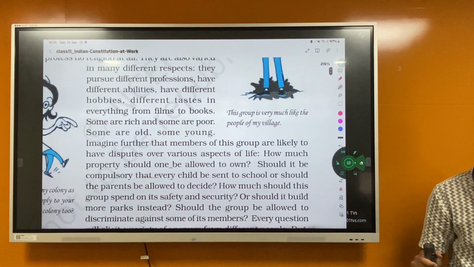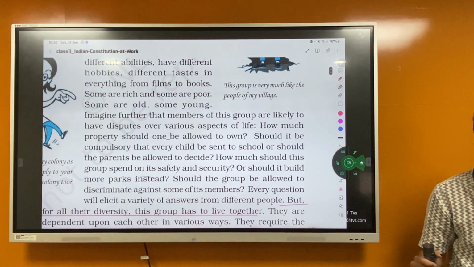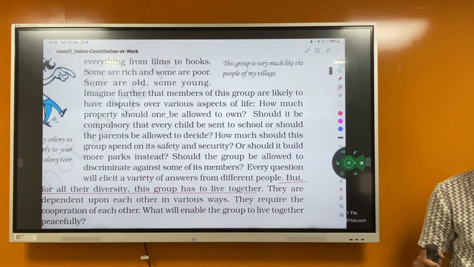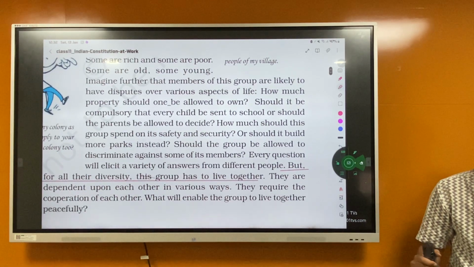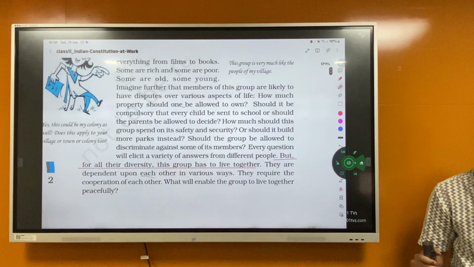Imagine further that members of the group are likely to have disputes over various aspects of life. How much poverty should one be allowed to work? Should it be compulsory that every child is sent to school, or should the parents be allowed to decide? How much should this group spend on safety and security, or should it be more on something else? Should the group be allowed to discriminate against some of its members? Every question elicits various answers from different people. But for all the diversity, this group has to live together.